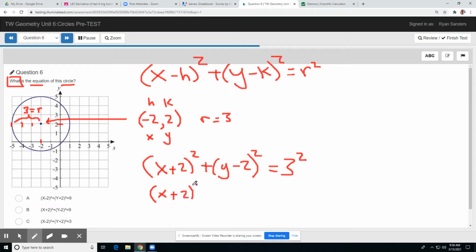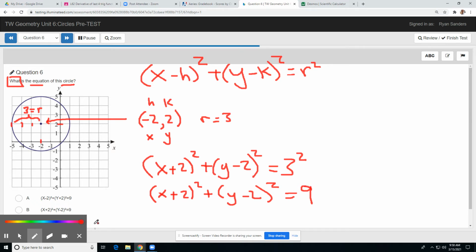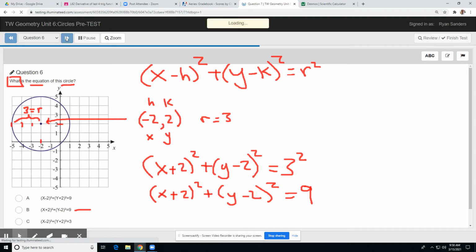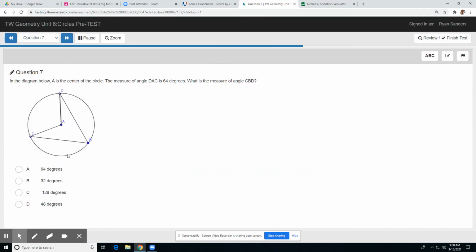Let's write everything out. If it's a test, you want to make sure everything's as clear as possible. 9. I bet you're going to have some 3 answers here. Yep, and there's that 3 answer. So x plus 2 squared plus y minus 2 squared equals 9. Okay. Write everything out. Test next class. Make sure you work on this if you haven't done so already.